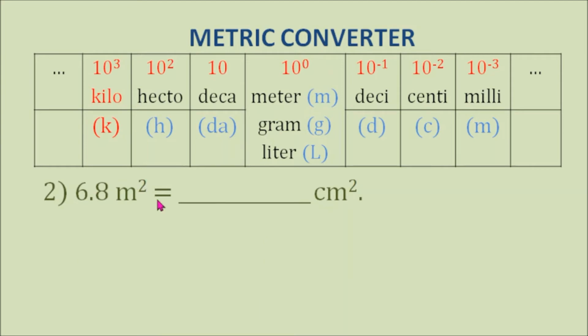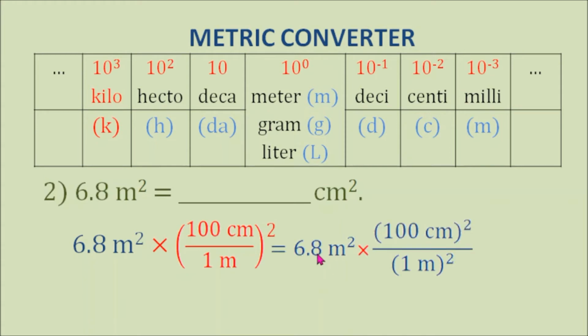Example number 2. 6.8 meters squared equals how many centimeters squared? Again, we are going to multiply 6.8 meters squared by a conversion ratio. We are going to make a fraction that shows meters squared on the denominator. From our metric converter, 1 meter equals 100 centimeters. So we have 100 centimeters over 1 meter. And then we're going to square this conversion ratio.